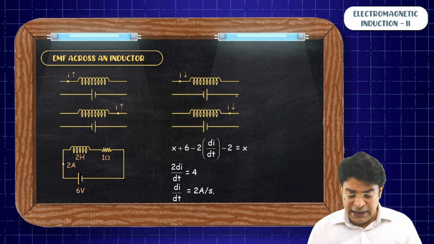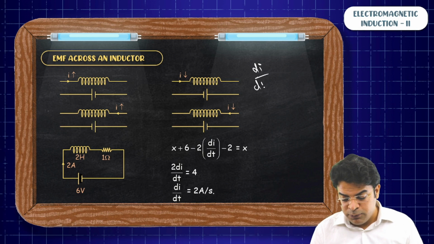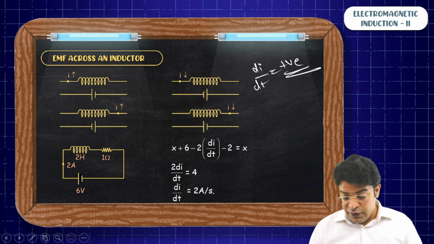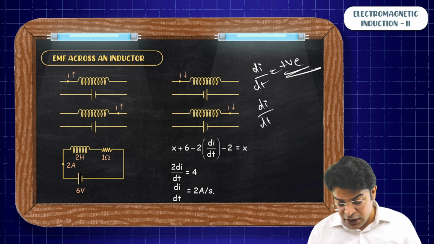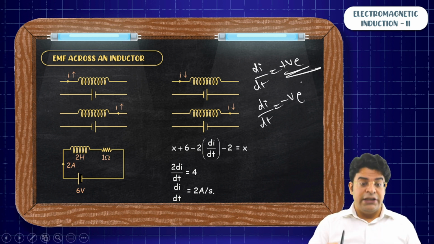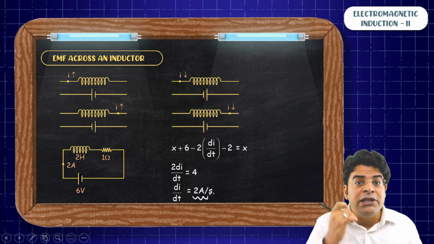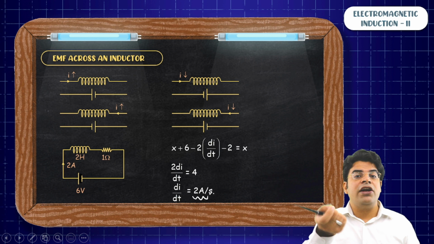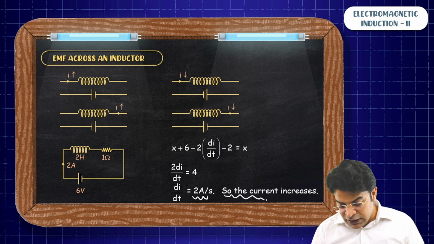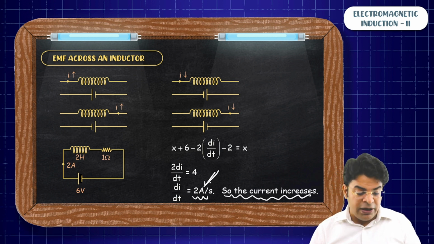Do understand that when you get di by dt as a positive number, it means that the current is increasing. If you get di by dt as a negative number, it means that the current is decreasing. So here di by dt came out to be plus 2 ampere per second. It means that the current increases at the rate of 2 ampere per second. So the current is increasing as the sign of di by dt is positive.